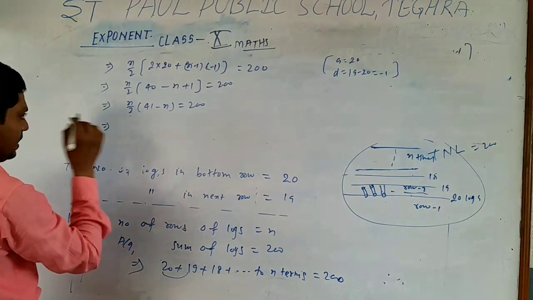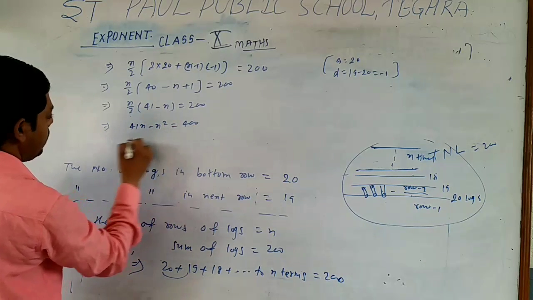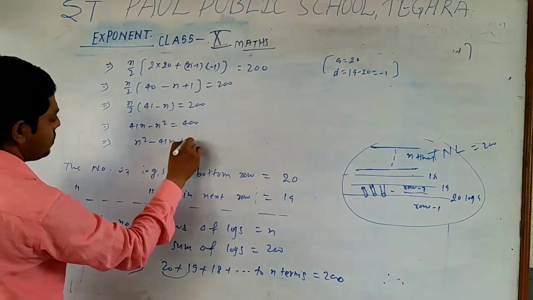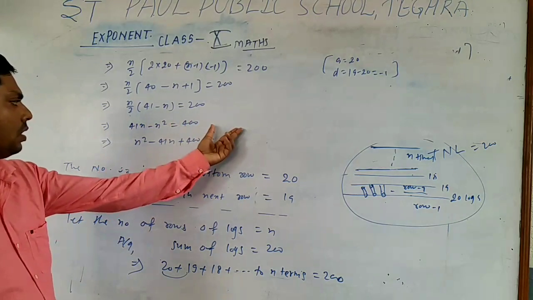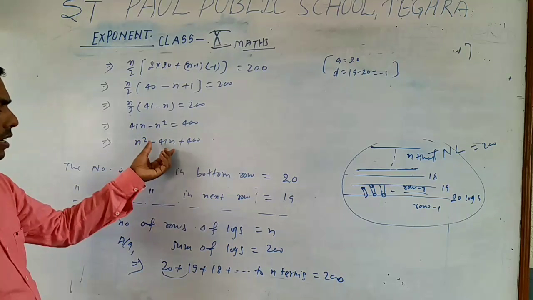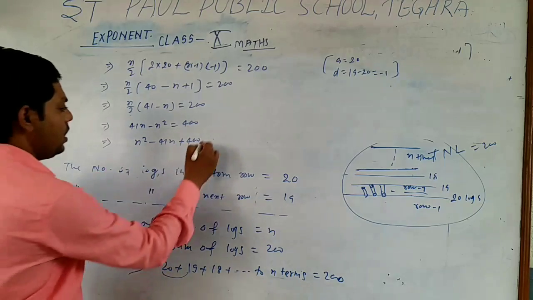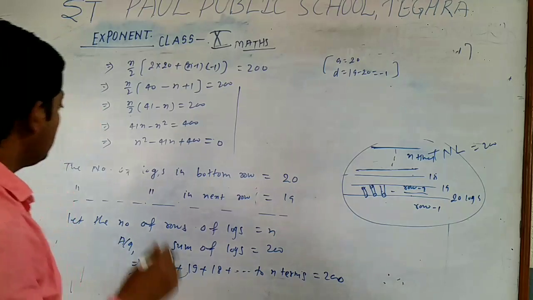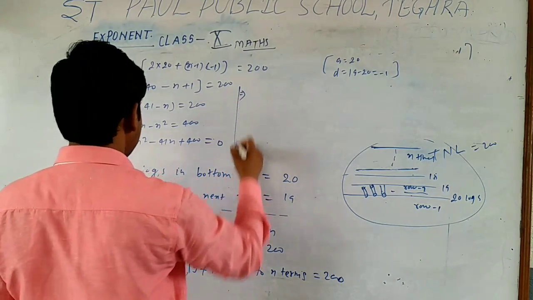By cross multiplication we have 41n minus n square equal to 400, which becomes n square minus 41n plus 400 equal to 0. By the law of transposition, the terms written in standard form give the quadratic equation n square minus 41n plus 400 equal to 0. Now we have to factorize.